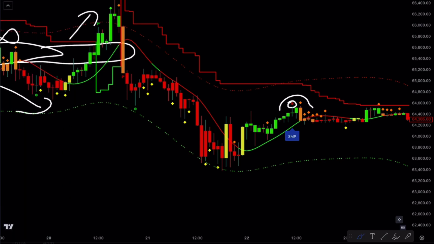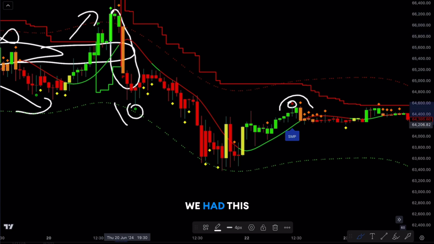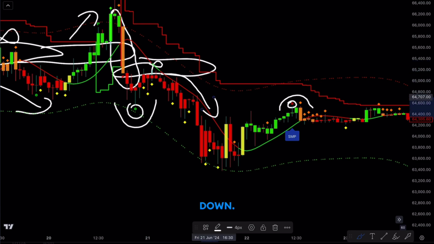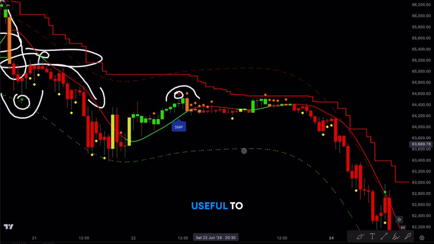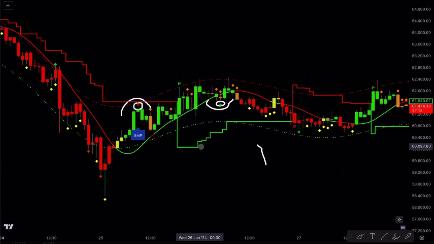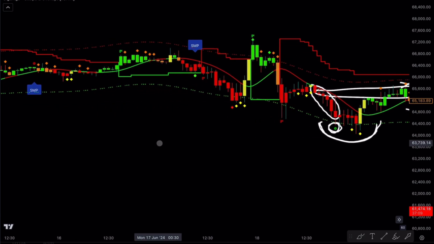Again, we have a bullish reversal. The market was falling down. We had this bearish reversal. And then again, a retest to this zone, and it didn't break, so the market went down. So they're highly useful to understand market reversals and help you clarify if the market can move upwards or downwards.